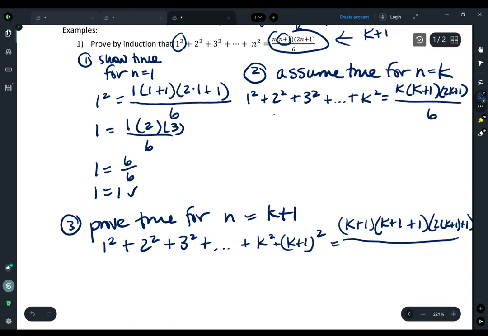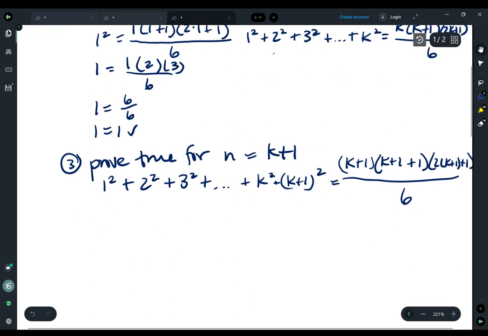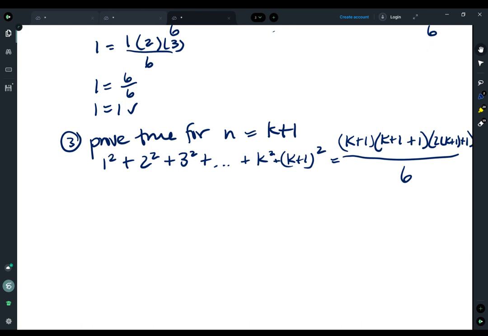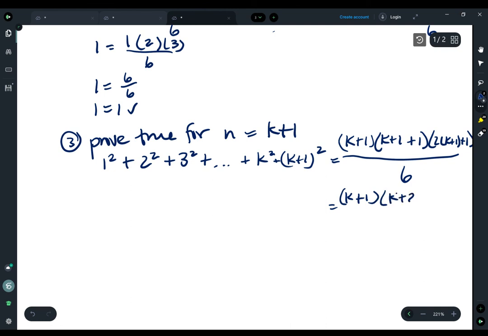I'm really kind of having to squeeze things in. So we are allowed to go ahead and simplify a little bit on the right. So I am going to do that. By simplifying on the right, I mean that where it says k plus 1 plus 1, we're just going to write k plus 2.